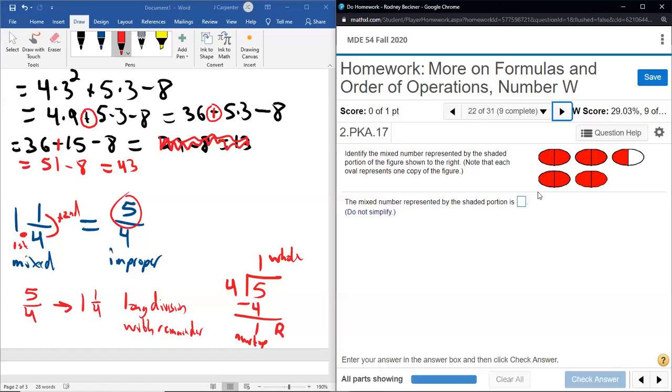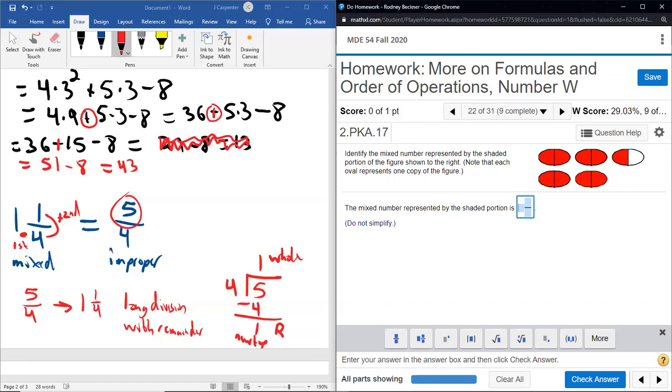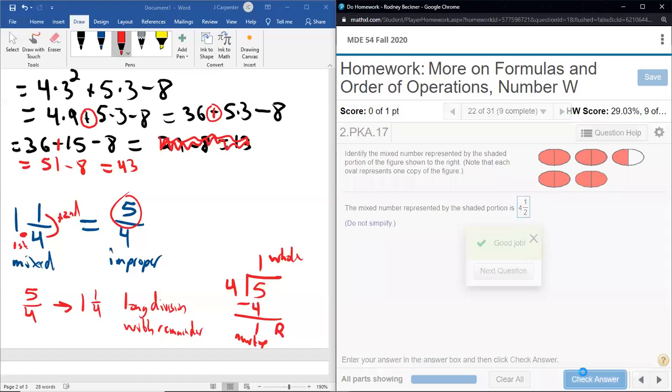So make sure you click the mixed number icon. This is not something that comes up in QR a lot in mixed numbers, but it could at any point because you're supposed to have that process down. And we check it, and we got it right.